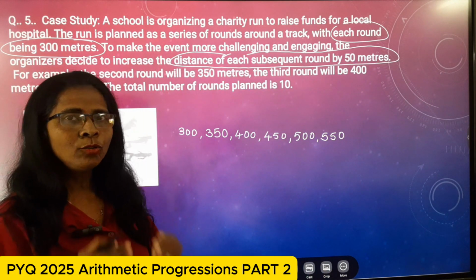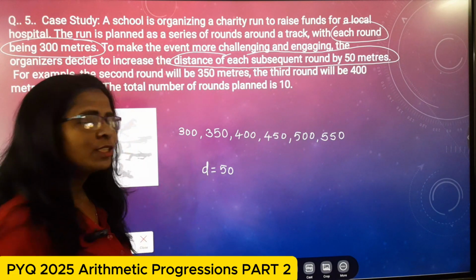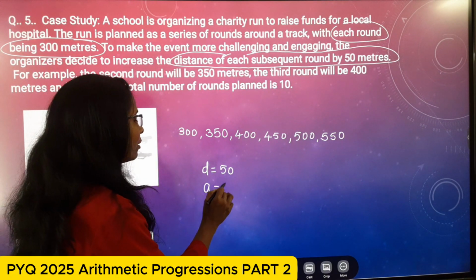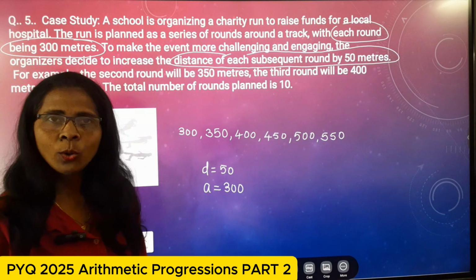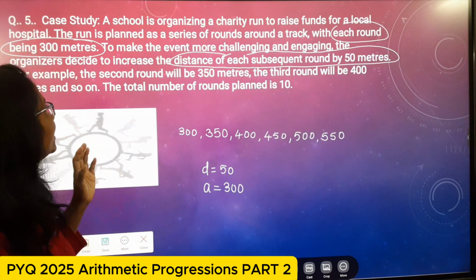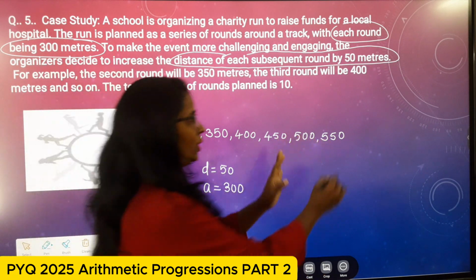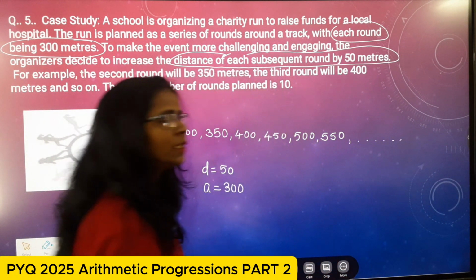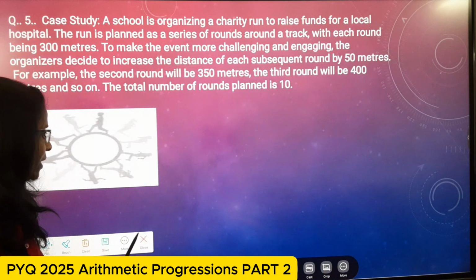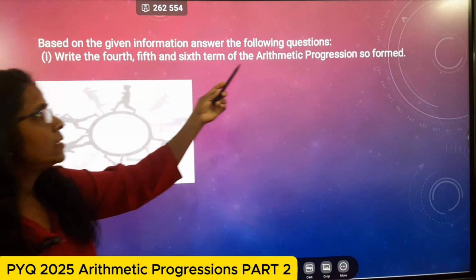So we can assume that D is equal to 50, that is, the common difference is 50, and the first term a is equal to 300. The series carries on up to the 10 rounds, that is, 1, 2, 3, 4, 5, 6, and so on up to the 10th term. This way we can form the arithmetic progression. On the basis of this case study, we answer the following questions.